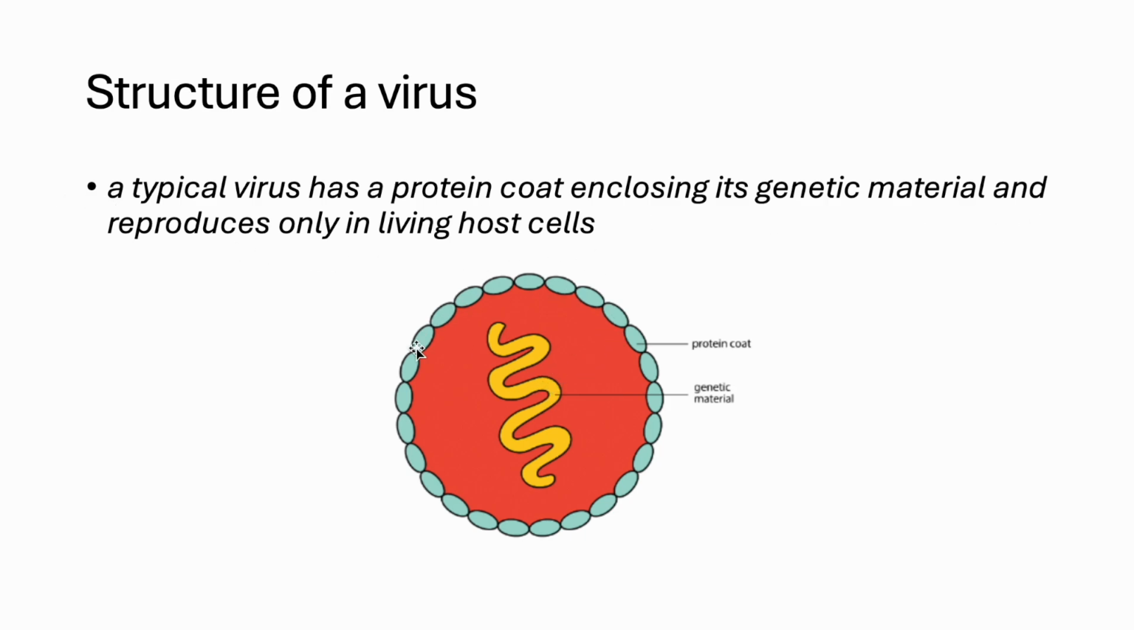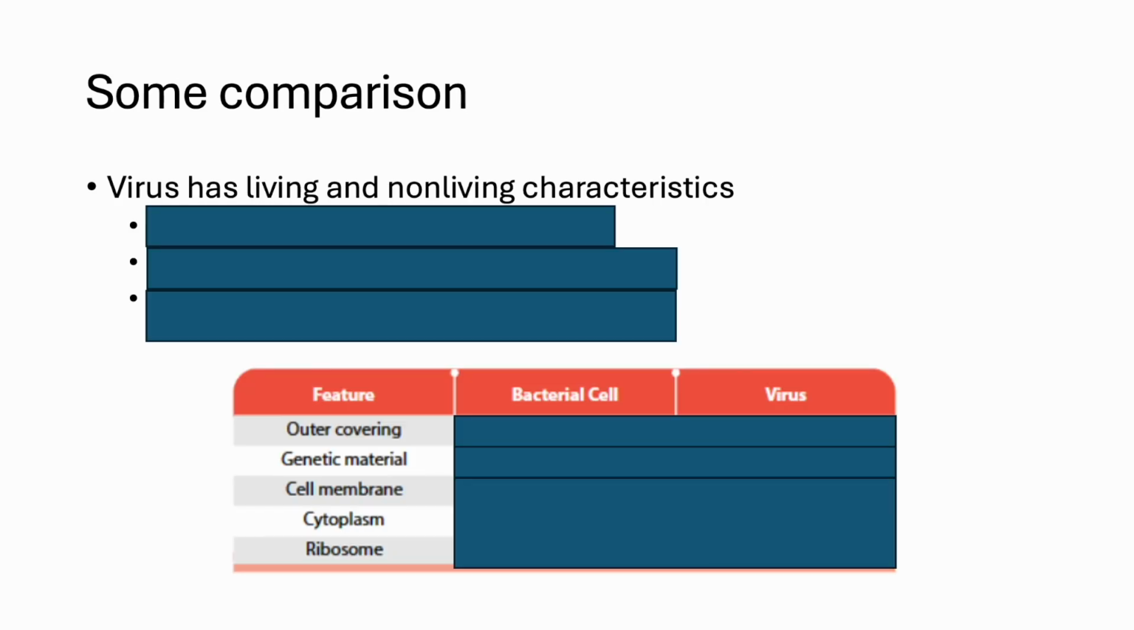So this is a very simplified schematic. So hooray, we don't have to work too hard to remember what's going on in a virus. There's genetic material inside here and the protein coat. And a little bit of comparison.